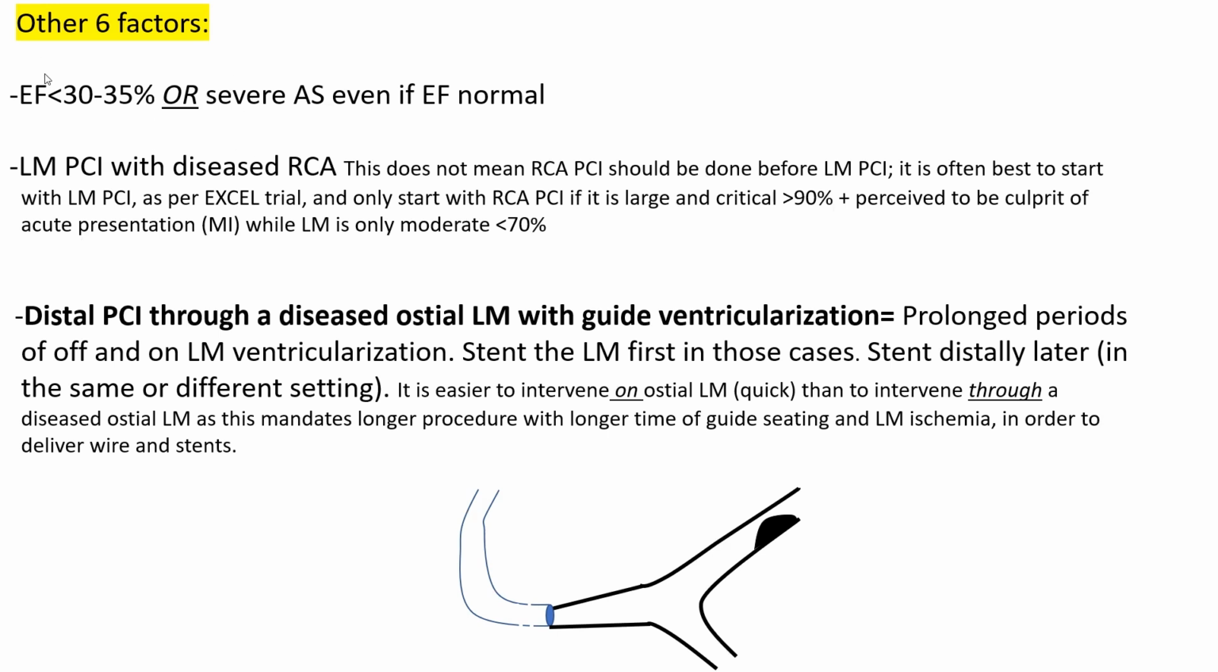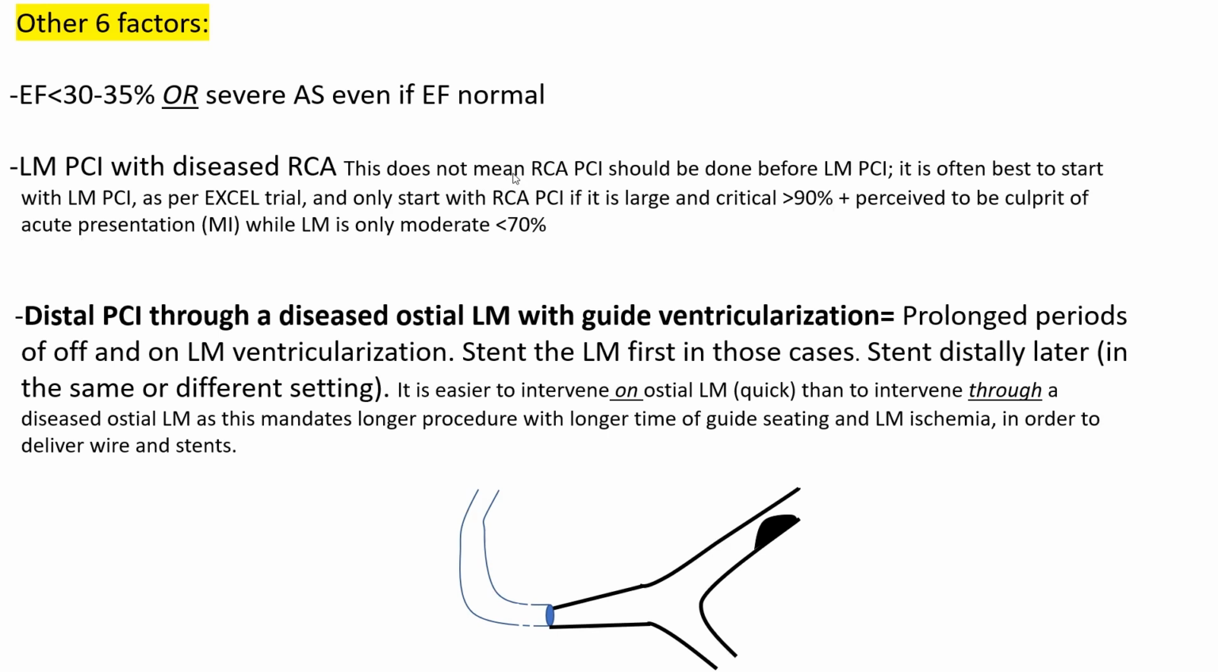Another thing, in the same category as low EF is if you have severe AS. Again, if your hemodynamics are stable, this is not a major factor. Now, another factor is left main with diseased RCA. So you have severe left main, but you also have a diseased RCA. That will increase your procedural risk.